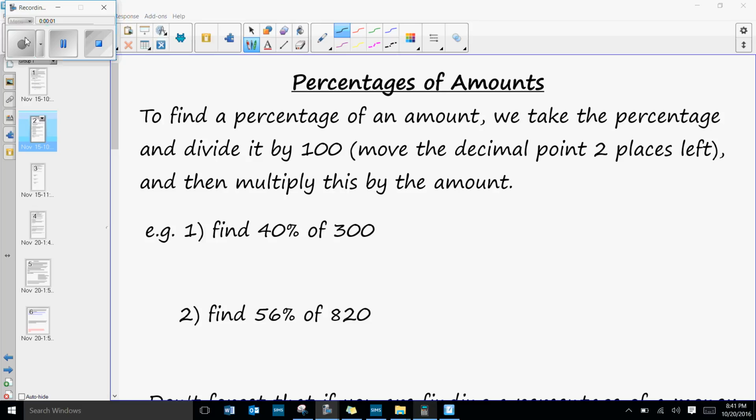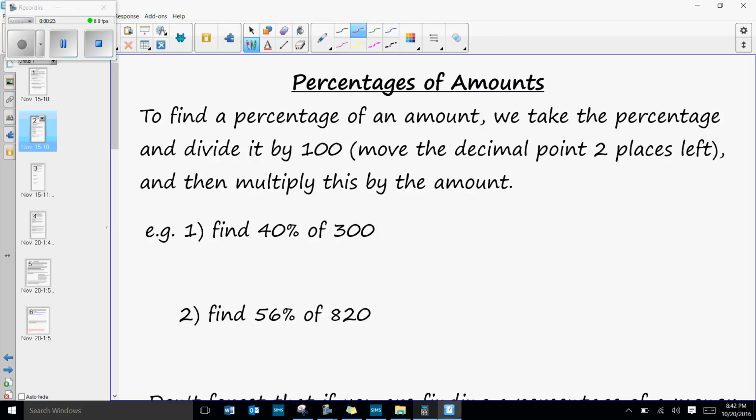Finding the percentage of an amount. So to find the percentage of an amount, we take the percentage, divide it by 100, in other words, move the decimal point 2 places to the left, and then multiply it by the value you're trying to find the percentage of. So 40% of 300.